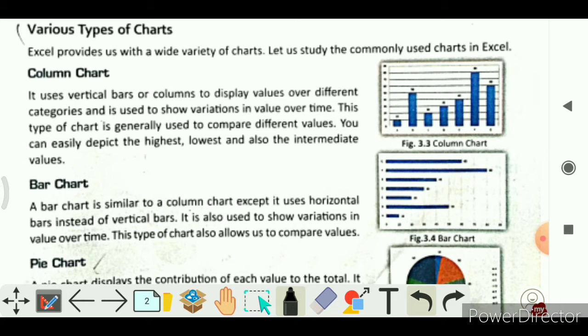So we will learn here what types of charts are present in MS Excel, right? We will take each and every chart one by one, and discuss each and every chart one by one. So let us start.